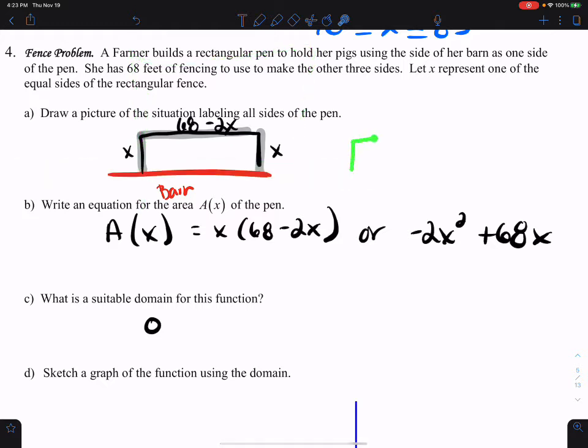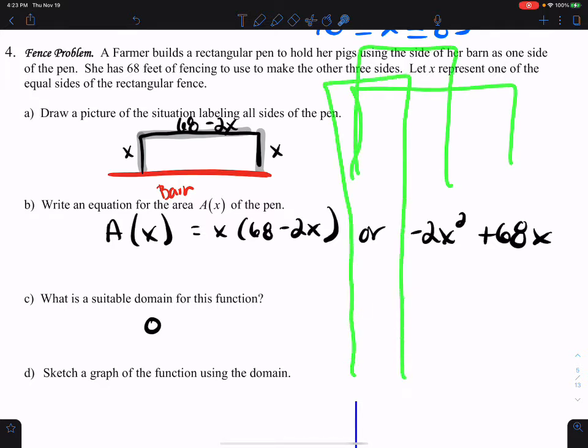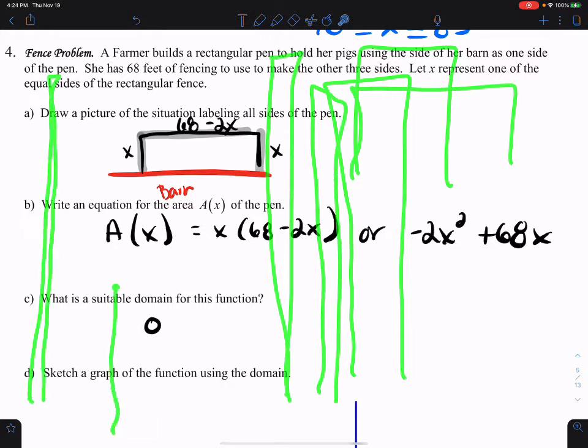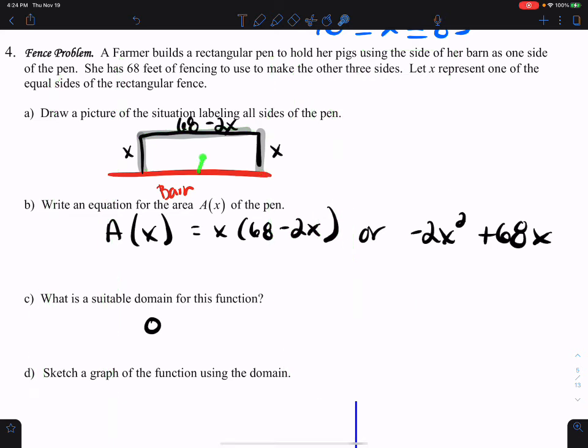But what I hope we see is, as I start to make that bigger, as I start to get taller, there's going to be a point where it becomes so tall and so skinny that it's not even a fence anymore. It's just going to be like a line. It's not going to be a rectangular pen. It would be so skinny it just looks like a line. And then there's no area for my pig to go in. So I'm really wondering, when would my area be nothing?